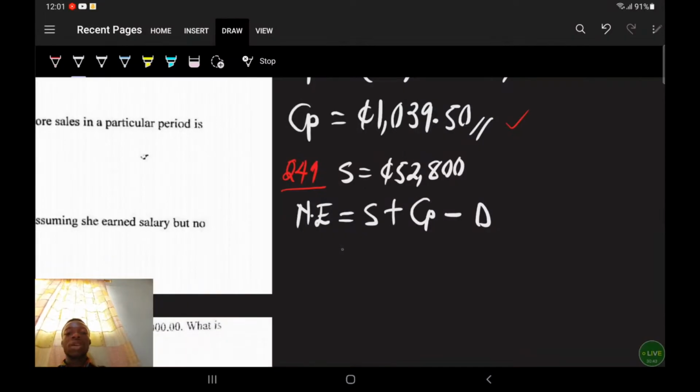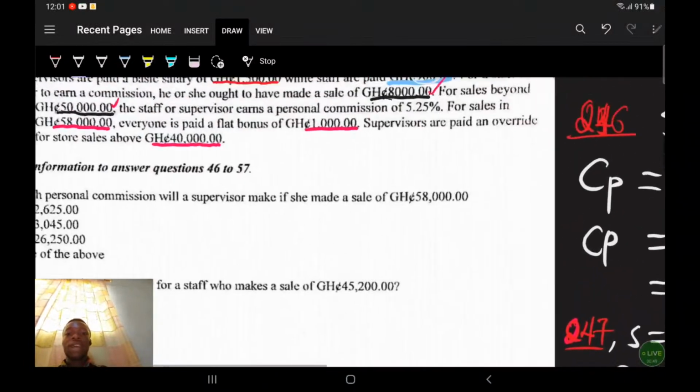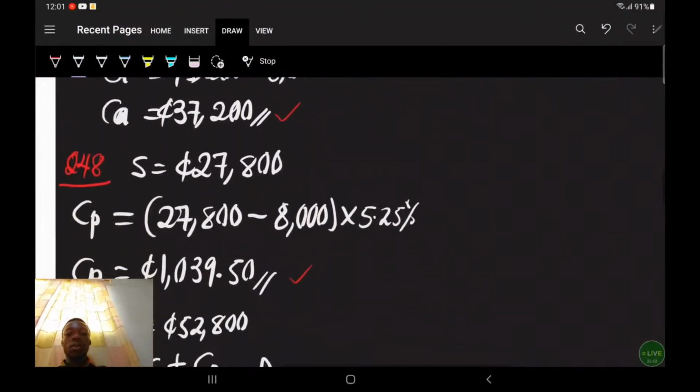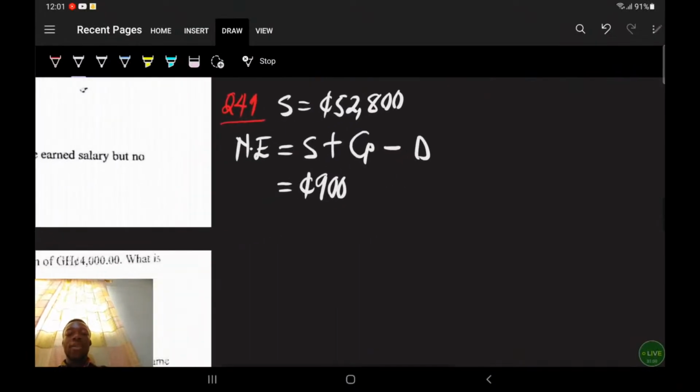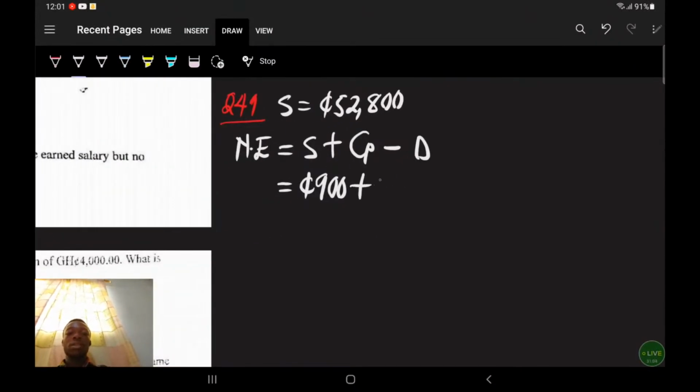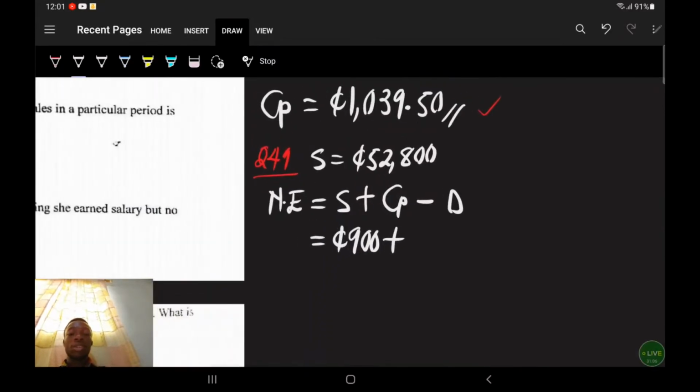So let's see the salary for a staff. We're told that it is 900 Ghana cedis. If you remember, 900 Ghana cedis here. I hope that is clear. Right. So let's continue. In that case, 900 is going to be here, plus. So let's see how you calculate his personal commission.